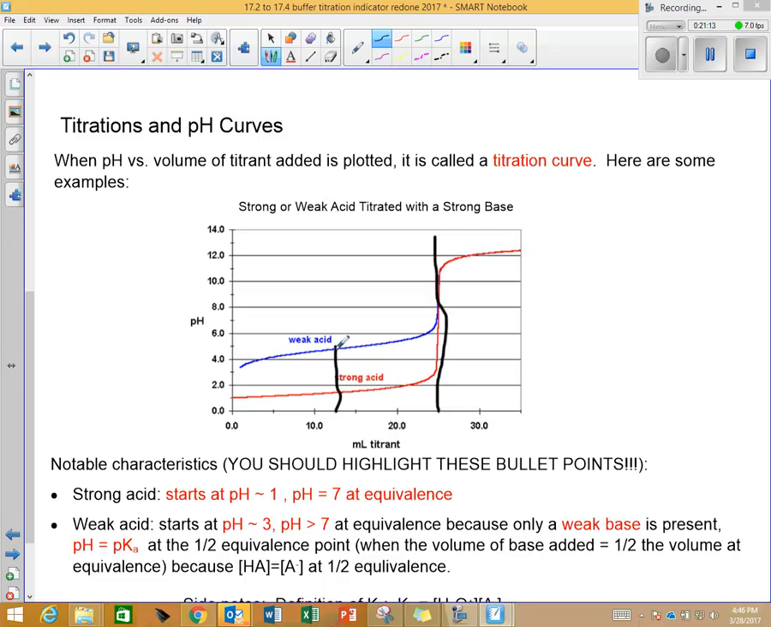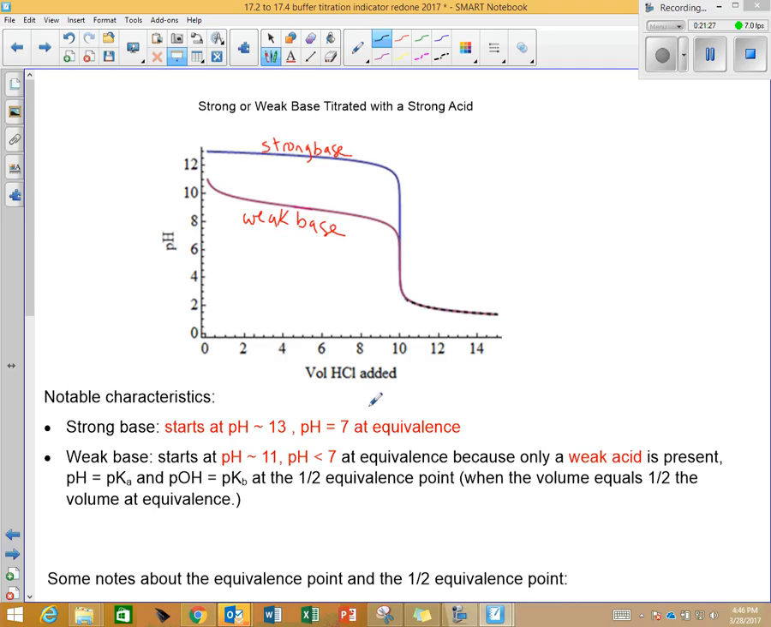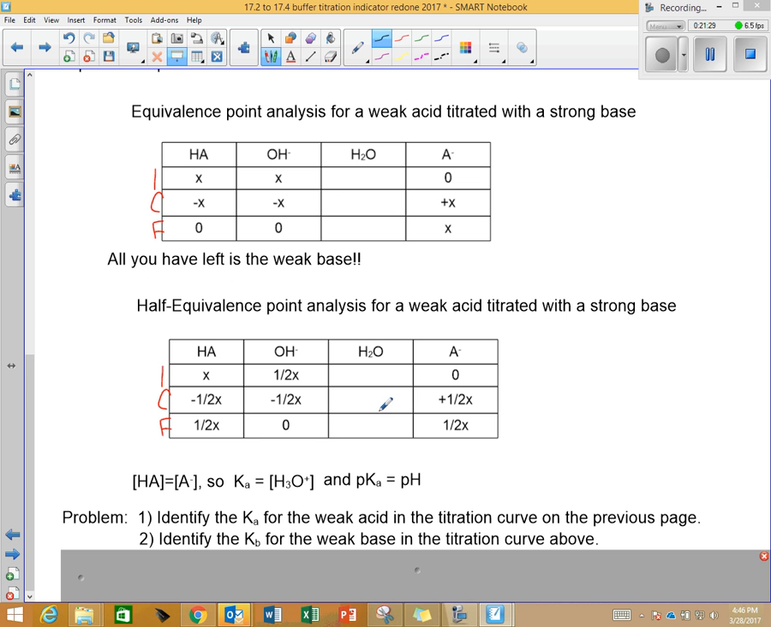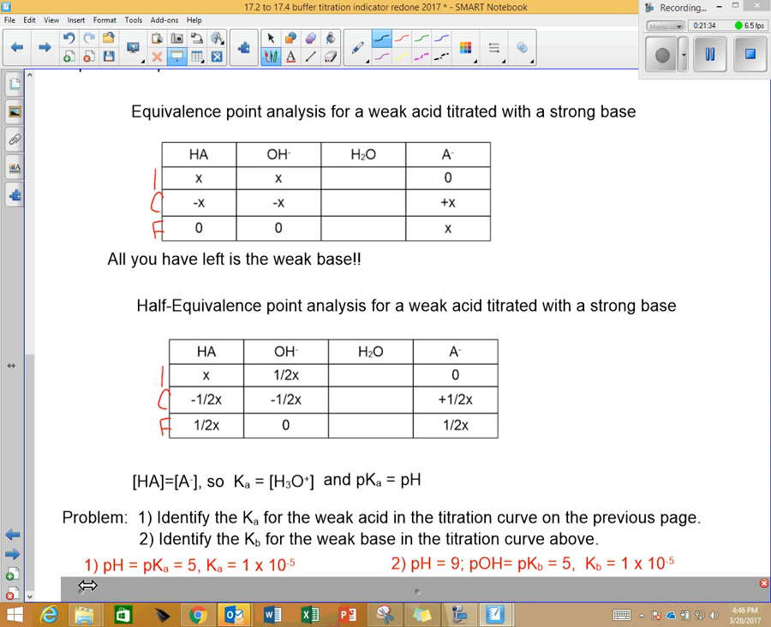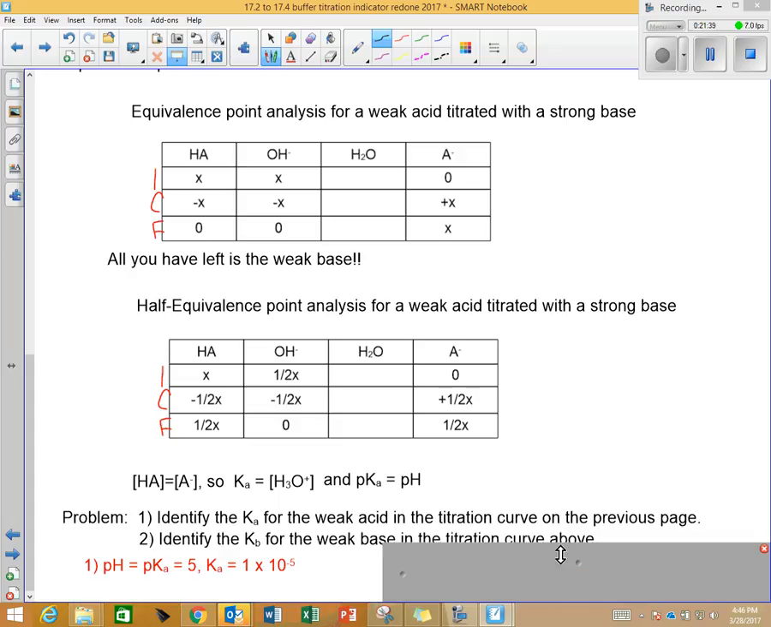So I go to the point on the graph, and then I scroll over to the y-axis. The pH here is 5, which tells me my pKa is 5. Well, if the pKa is 5, then the Ka is going to be 10 to the negative 5. So the pH is the pKa, which was 5, so the Ka is 1 times 10 to the negative 5.